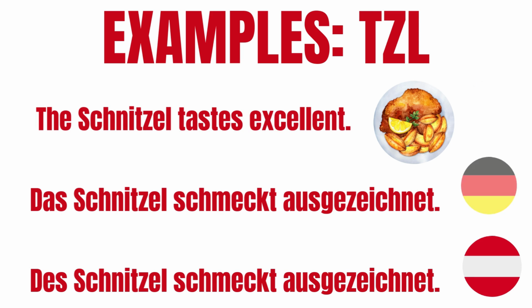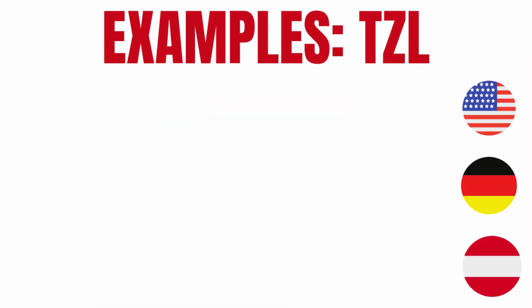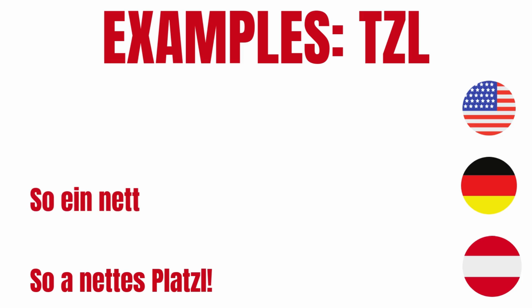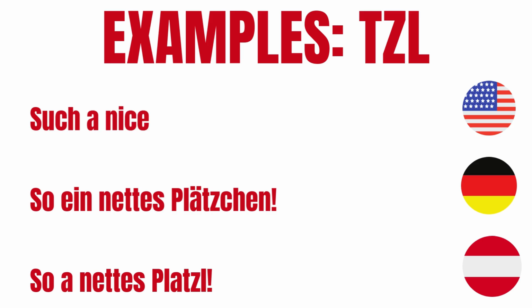And example number 3. So ein nettes Platzl. So ein nettes Plätzchen. Such a nice place. So ein nettes Platzl.